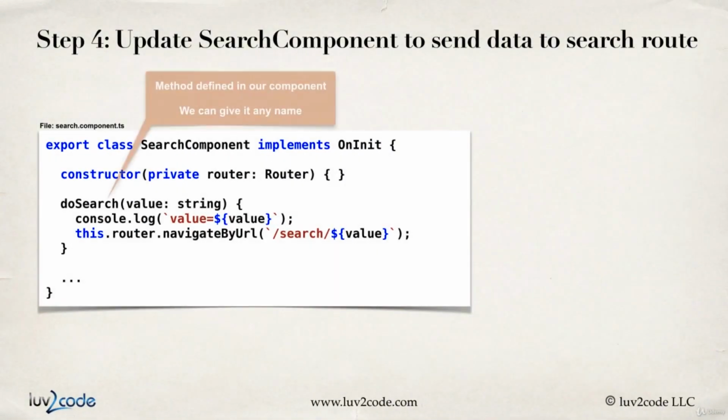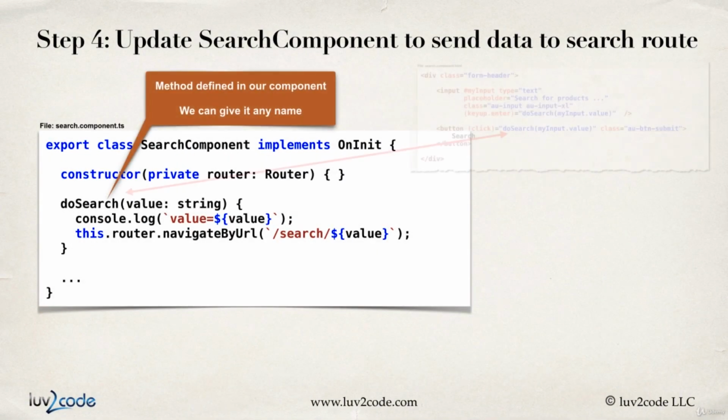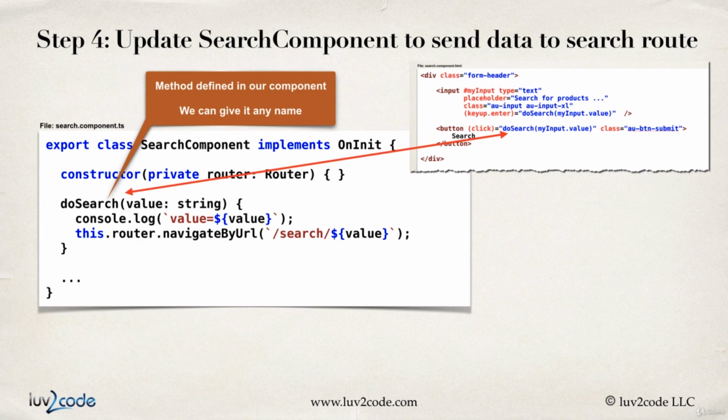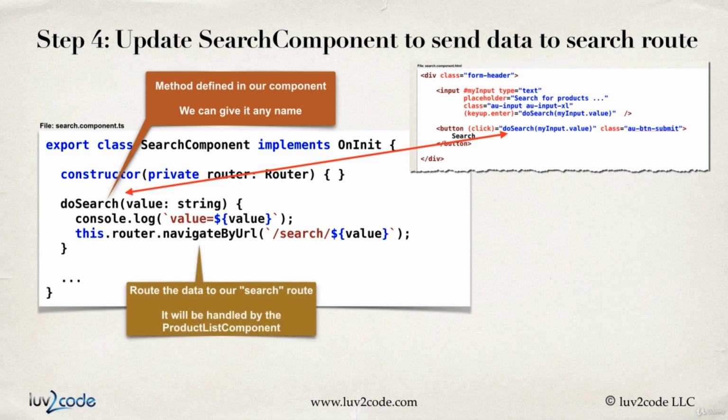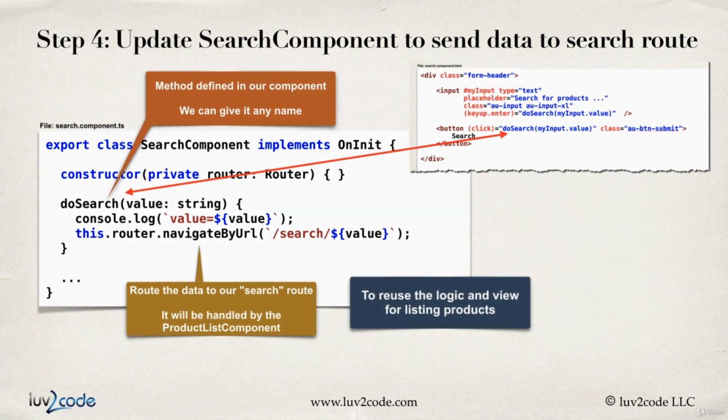Here's our component code. So here's the method doSearch. And this maps over to the HTML page, doSearch, passing in the value. We simply log the method, and then we say this.router.navigate by URL. So we're going to route to our search route. It's going to be handled by the product list component, and we'll pass over that search data. And again, we're going to reuse the logic in Vue for listing our products. So we know how to search by category. Here we're going to search by keyword, but here it'll send it back to the same component for viewing the list of products.